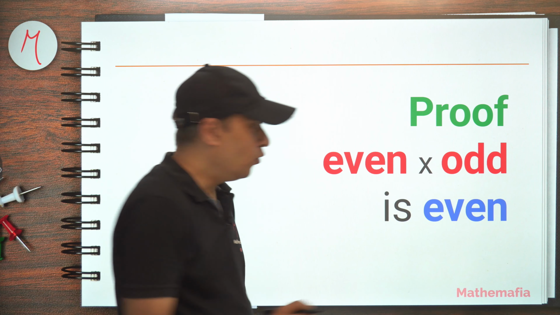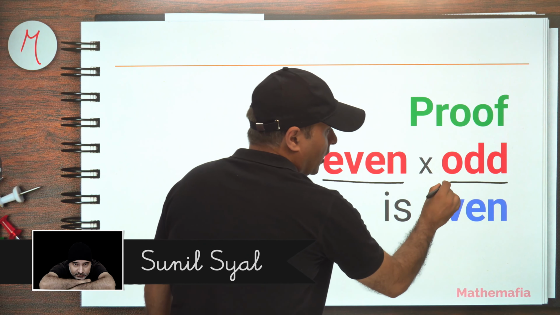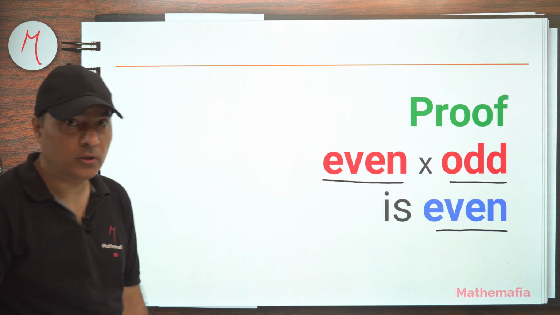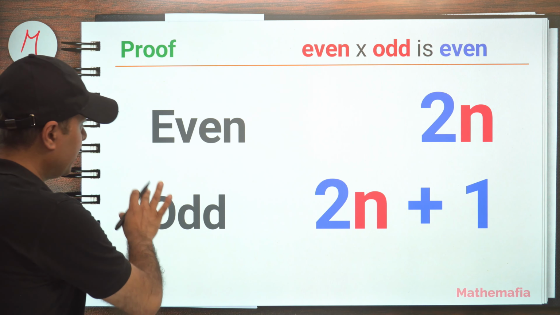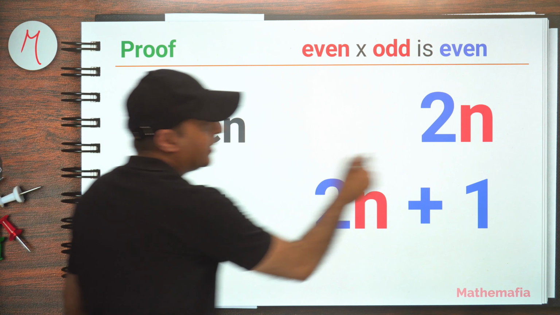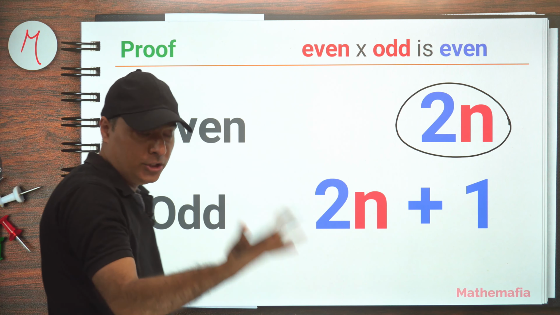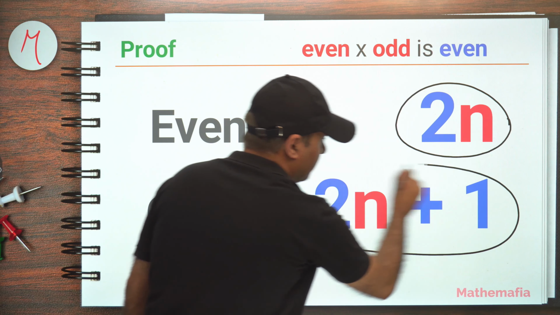We are going to prove that if we multiply an even number with an odd number, the output is always an even number. We already know that, but now we have to prove it. So let's talk about it. We know that every even number can be written in the form 2 into n, where n is an integer, and every odd number can be written as 2n plus 1.